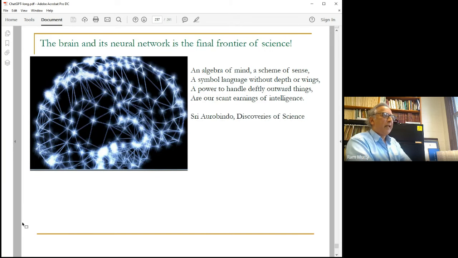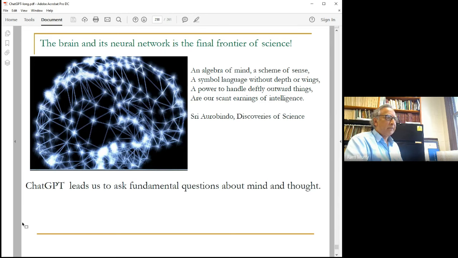And a nice quotation from Aurobindo: an algebra of mind, a scheme of sense, a symbol language without depth or wings, a power to handle deftly outward things, are our scant earnings of intelligence. Now, I just want you to compare that with what ChatGPT does: how long does it take to figure out whether it's a cat or a dog, and how many neural networks it has to go through in order to decipher something that a baby can do. So we still have to understand these things.